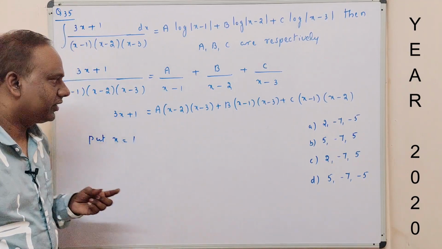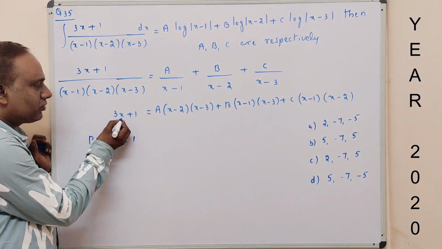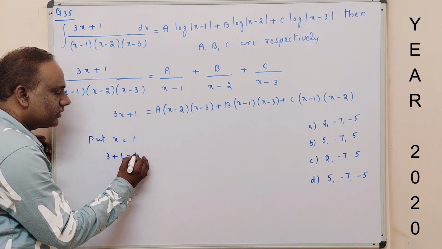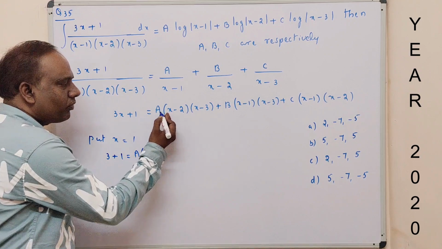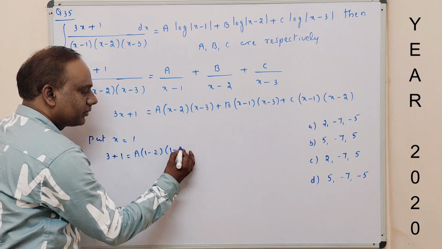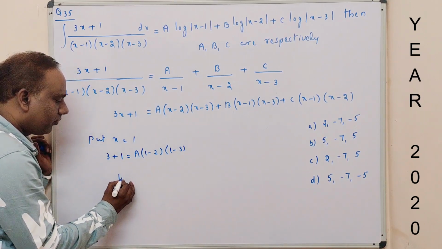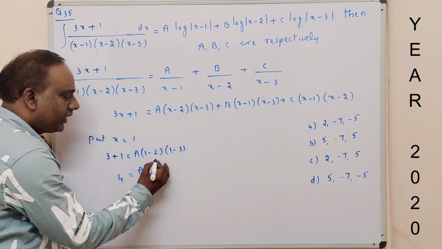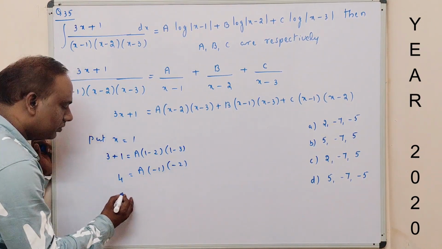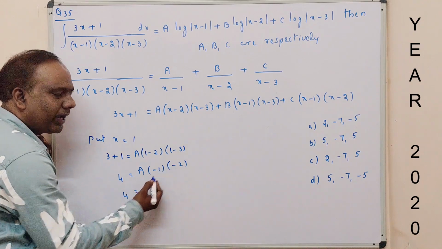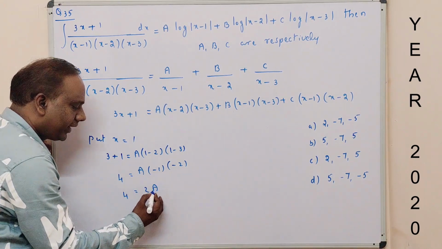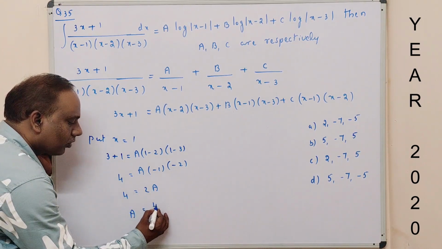So here you substitute x value 1. 3 into 1 is 3, plus 1 is equal to a into, here x value 1, so 1 minus 2, and here 1 minus 3. 3 plus 1, 4, is equal to a into, 1 minus 2 is minus 1 and 1 minus 3 is minus 2. So 4 is equal to, minus into minus is plus, 2 1s are 2, so 2a. So 4 is equal to 2a.